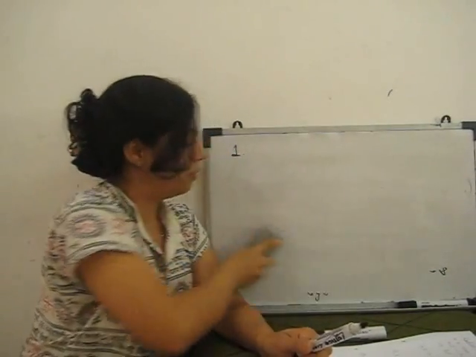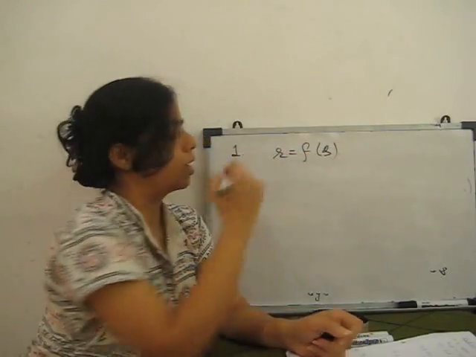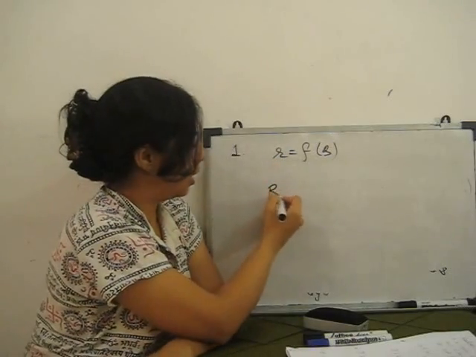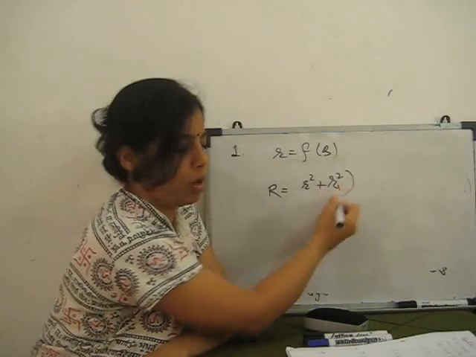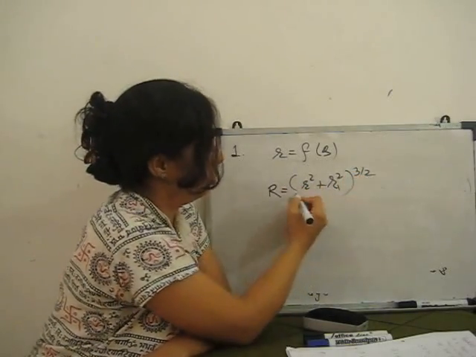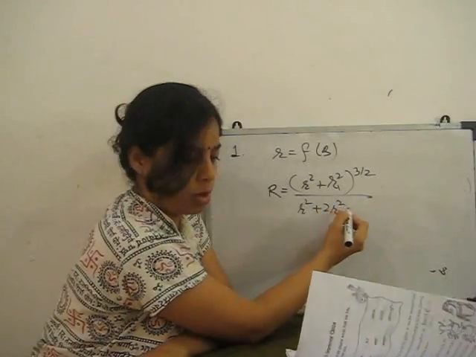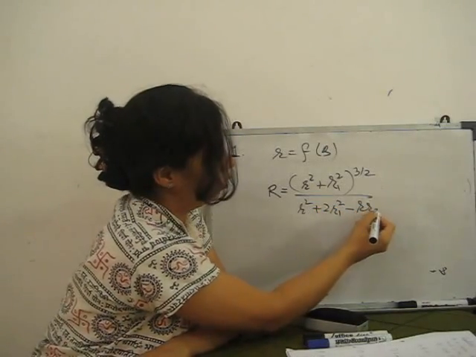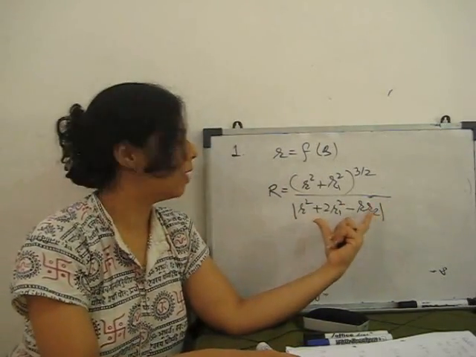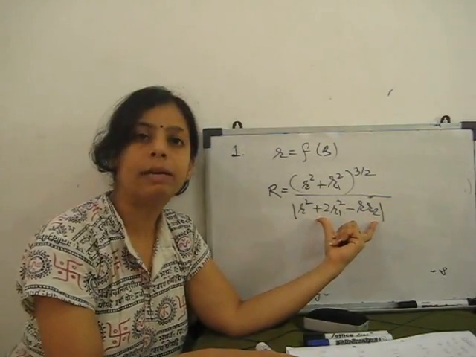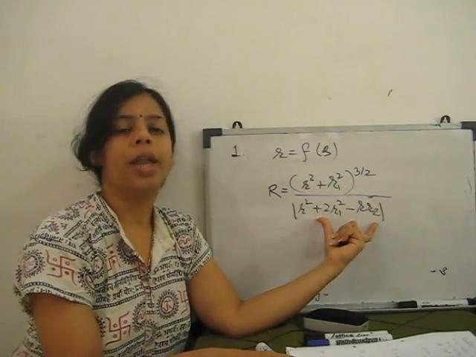Polar means our curve is given as r equal to f of theta. If our curve is given in theta, then the radius of curvature is (r square plus r1 square) to the power 3 by 2 upon the modulus of r square plus 2r1 square minus r r2. Modulus means whatever value comes here, we take only the positive value for this denominator; we do not consider the negative value.